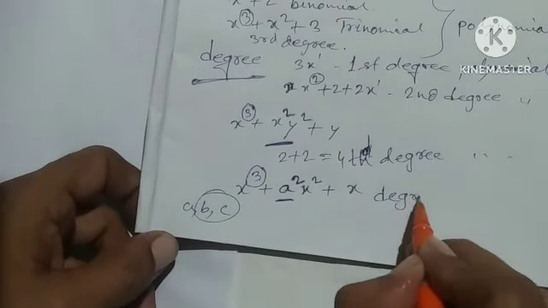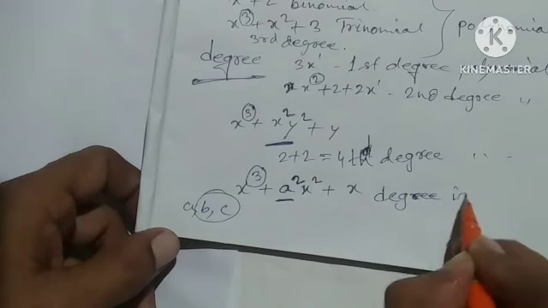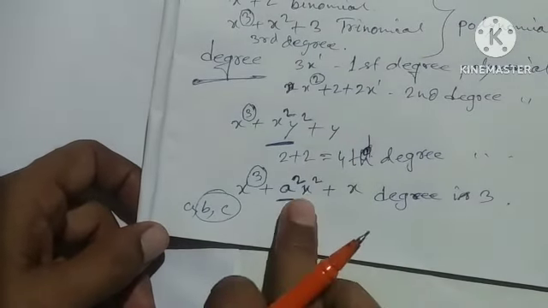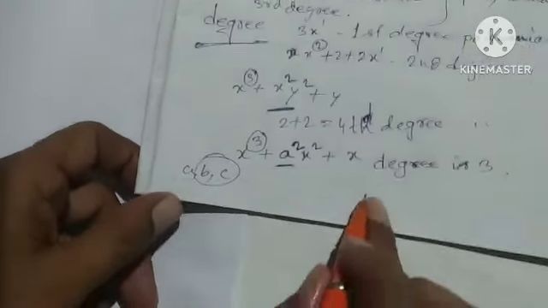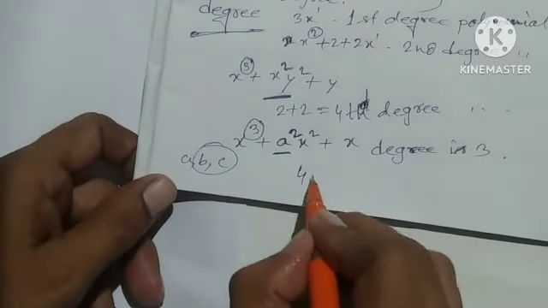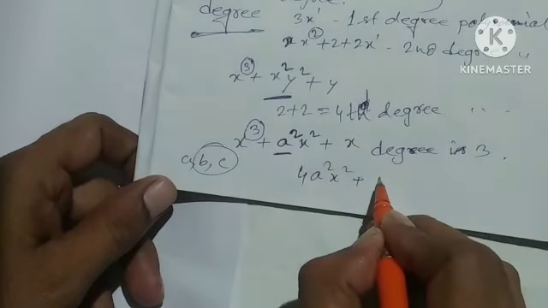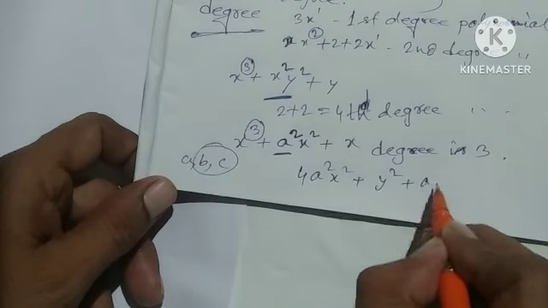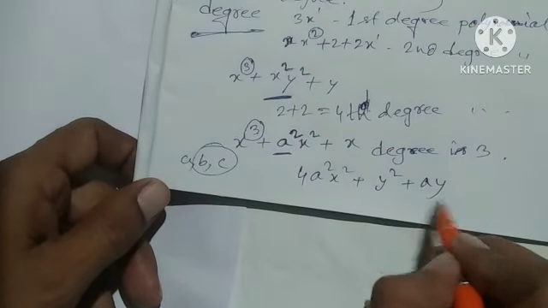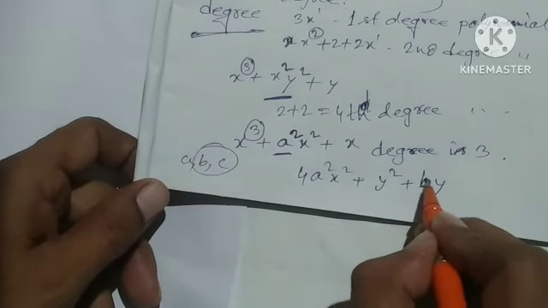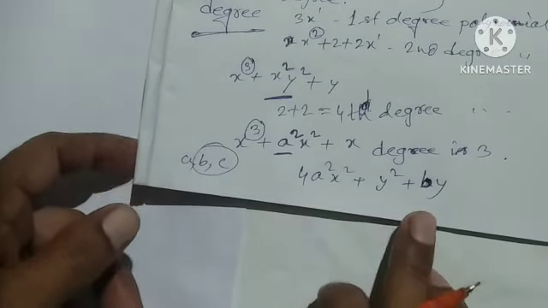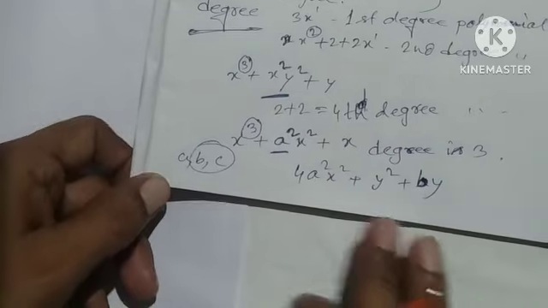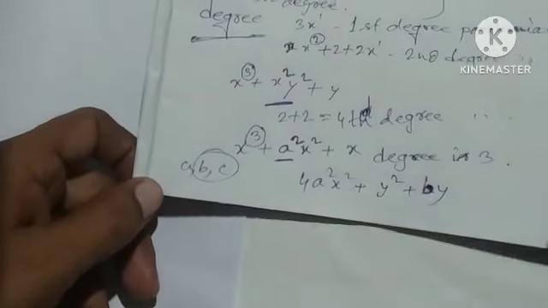Degree is 3 here, not 4. Okay, remember this one, because in this chapter you can see a square x square plus y square plus ay like this, or by. So here a, b and c are not a variable, these are the constant.